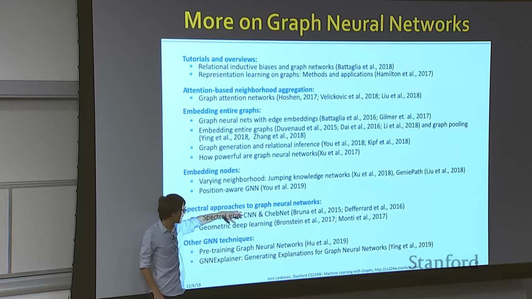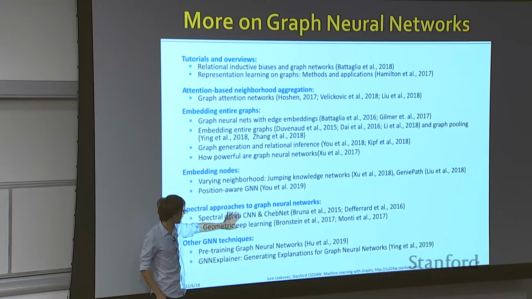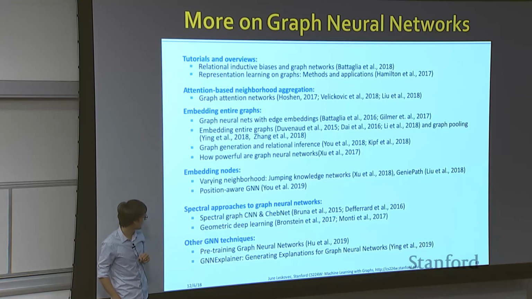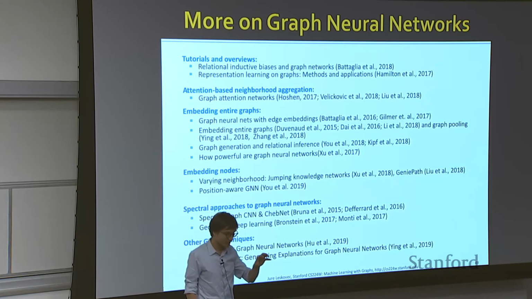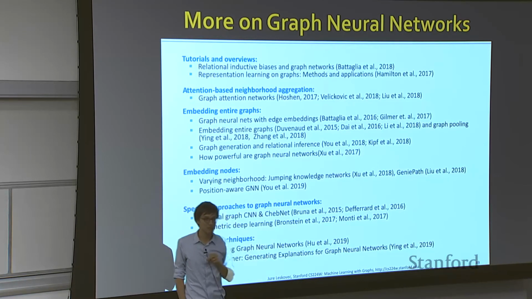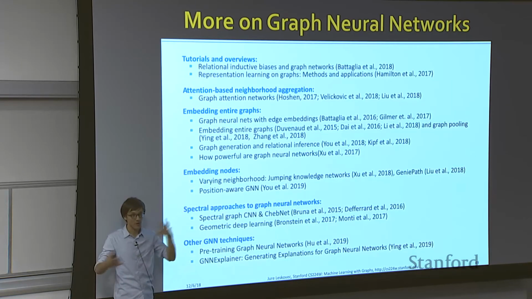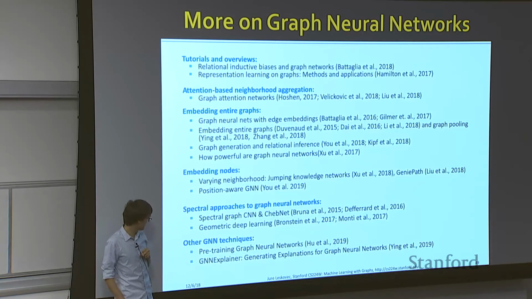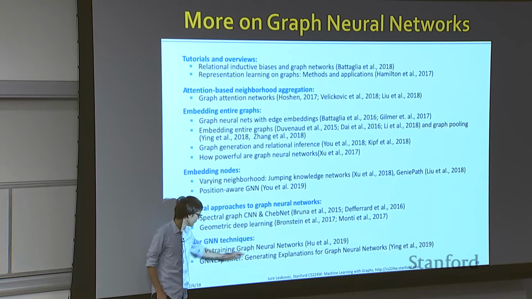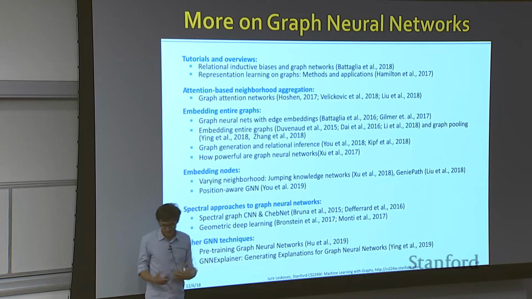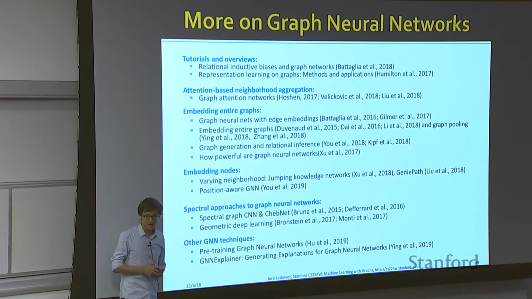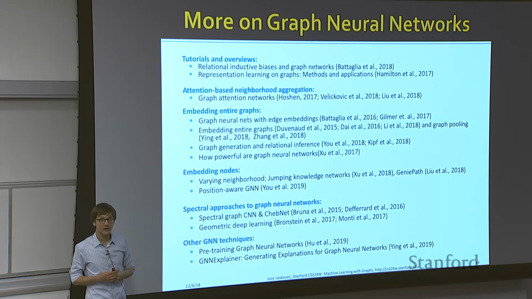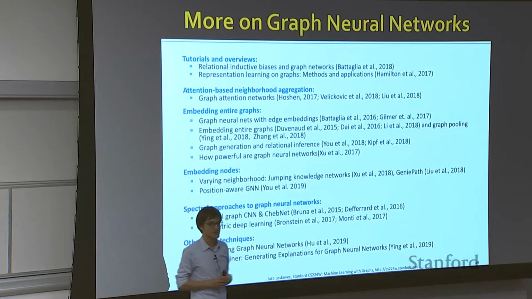There are very nice connections with spectral clustering, so there are spectral approaches to graph neural networks. There are extensions to this that don't embed into Euclidean space, but embed in hyperbolic space to allow you to model hierarchies. That is super cool. There is interesting work on pre-training, explanations for these models, and more and more. So there is really a lot more I did not talk about. Are there any questions? Yes?